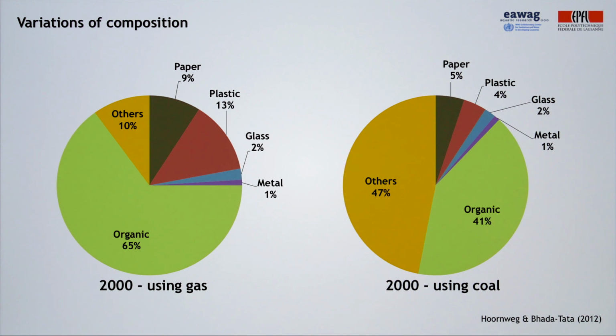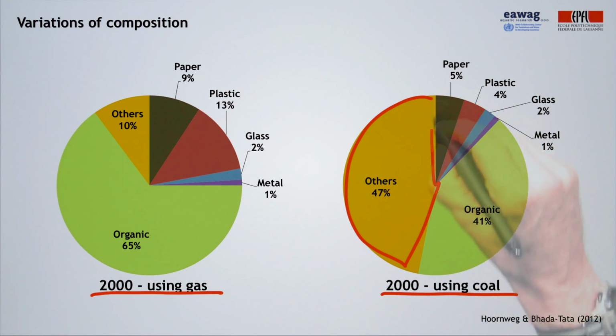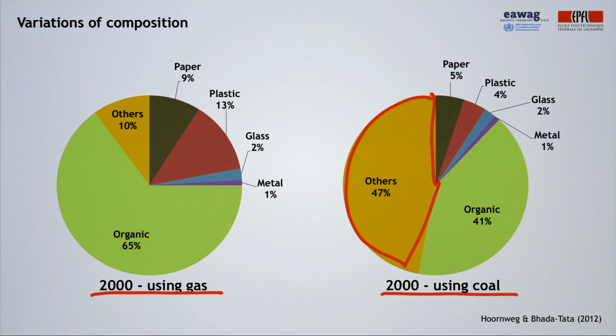Another example is this one from China, where we differentiate between households using gas and households using coal. And you see the difference is predominantly in the fraction of others, which is mainly ash. Ash from using coal, which then ends up in the waste stream.